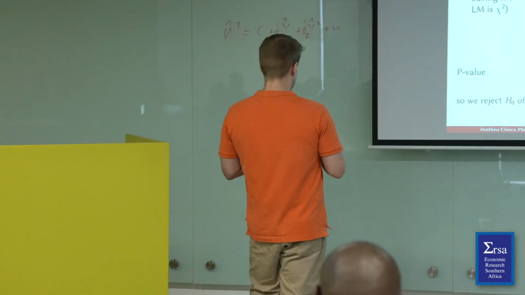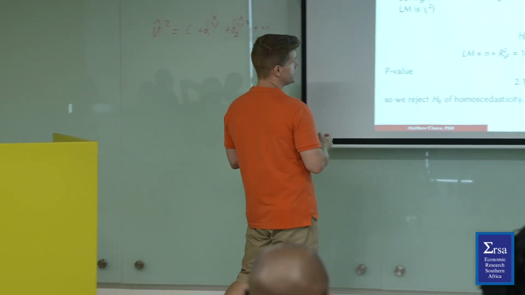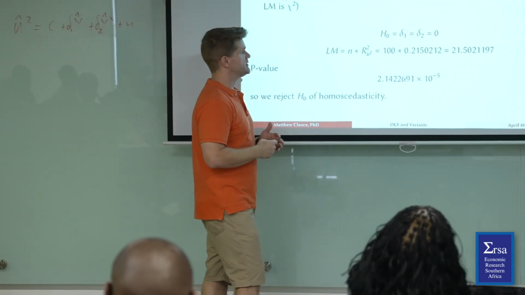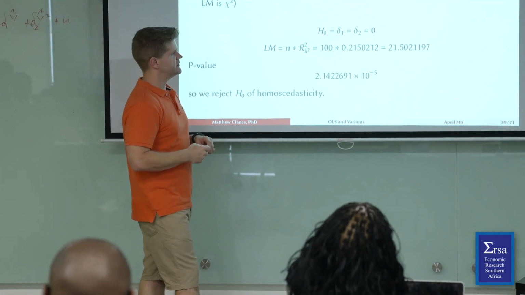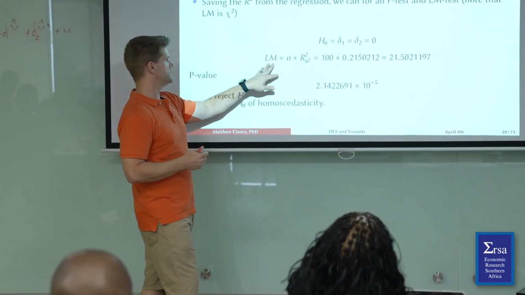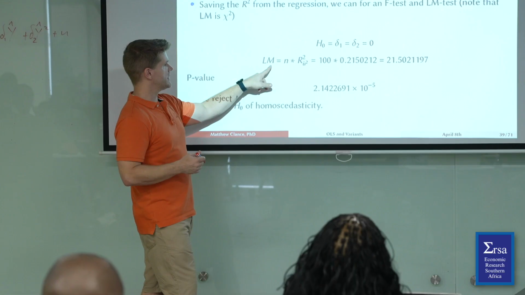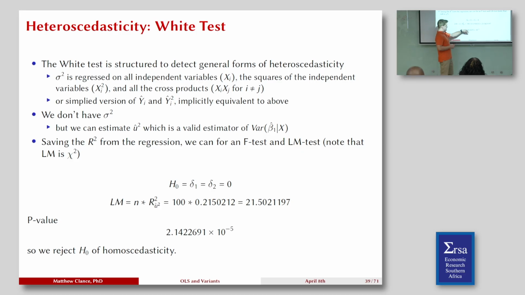Okay? But if we do this, we could do a joint test that tells us, are we expecting there to be heteroscedasticity? In this case, I'm just doing the LM test that works on the chi-squared. My statistic is 21.5, and the probability of that occurring is essentially 0. So it means that we reject the null, and the null here is homoscedasticity.